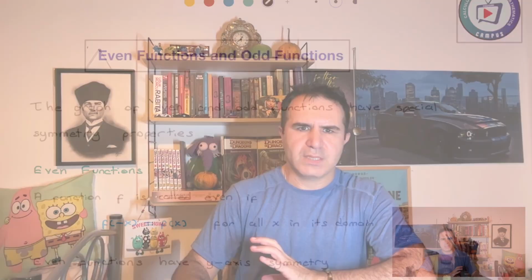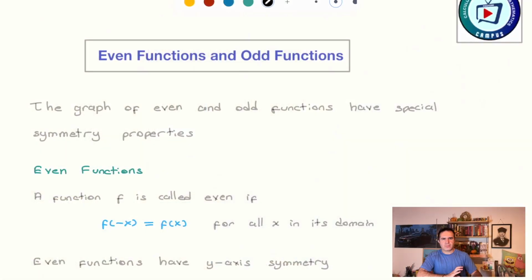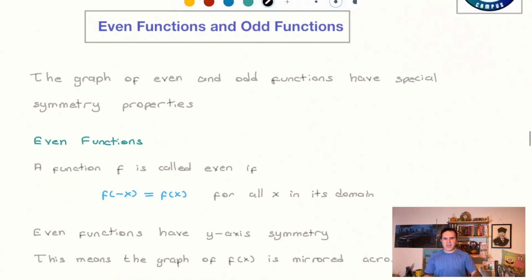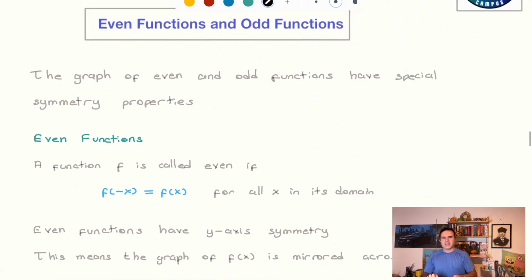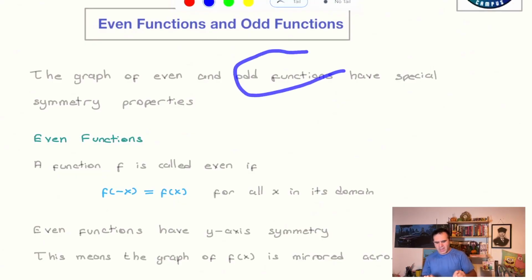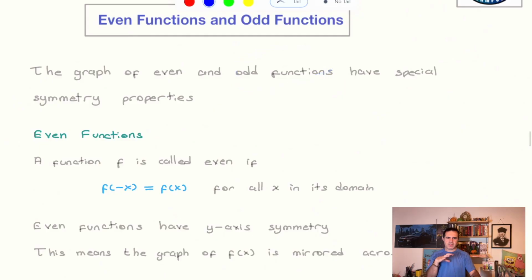Today we begin with the even and odd functions. Even functions and odd functions. The graph of even and odd functions have special symmetry properties.